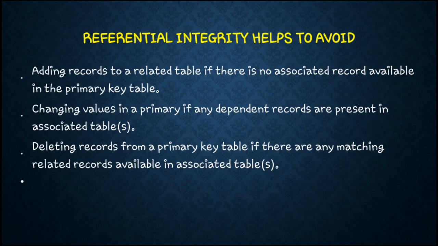So whatever modification I have done in the first table will be reflected back in the second table also. For this purpose, we have to use what? Referential integrity. The third one is deleting records from a primary key table if there are any matching related records available in the associated table. So two tables are linked to each other. If I delete one record from the first table, the data will also not be present in the second table, because they are linked to each other by using referential integrity.